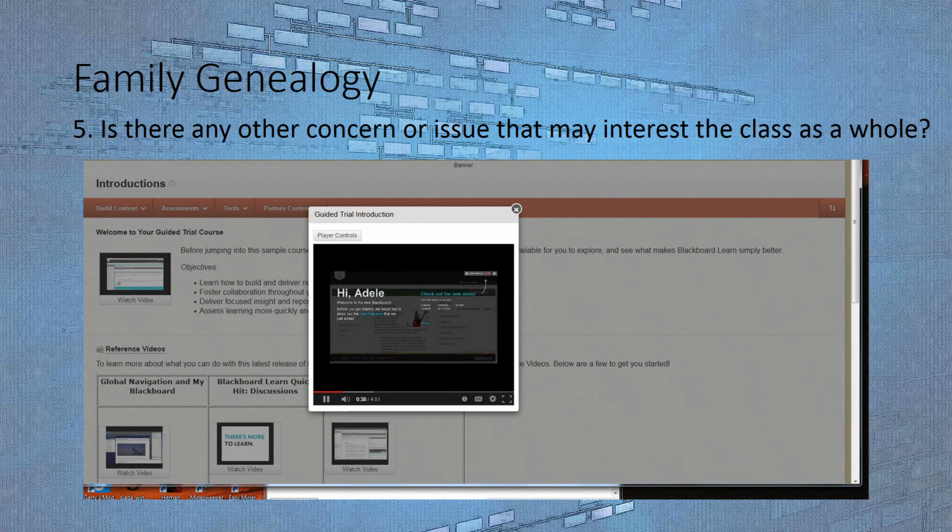And lastly, is there any concern or issue that may interest the class as a whole? The only concern or issue is the fact that the services seem to be updating or upgrading or even disappearing at a faster rate than ever, and we need to stay abreast of this fact so that we can best prepare for the task ahead.